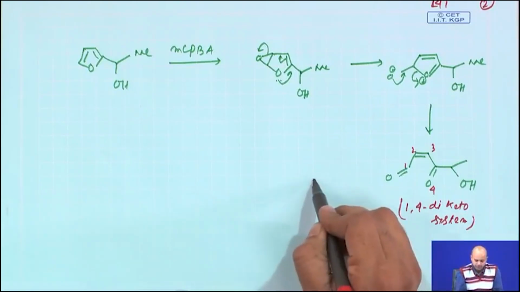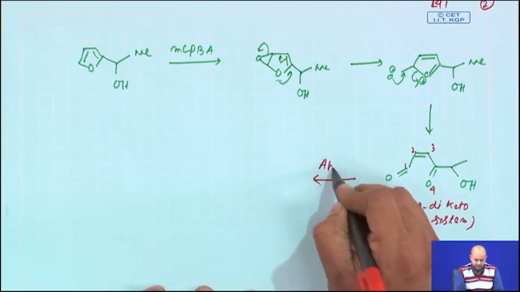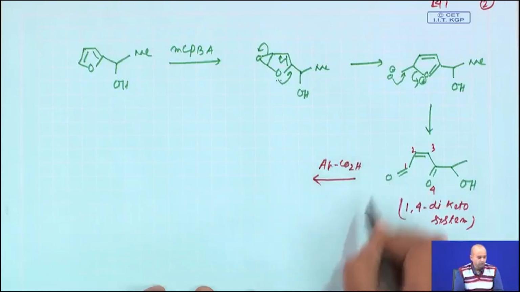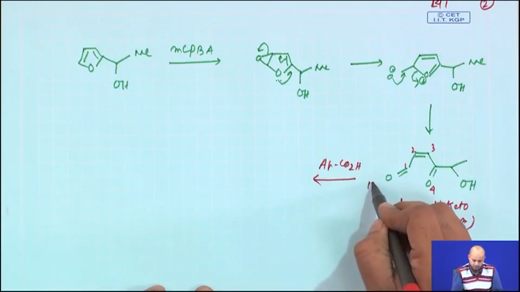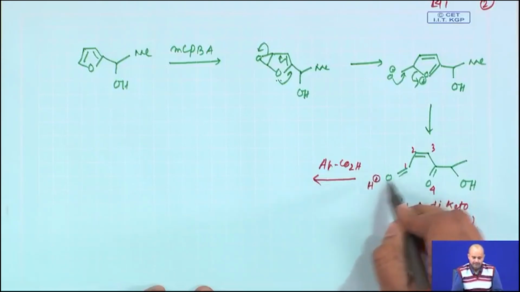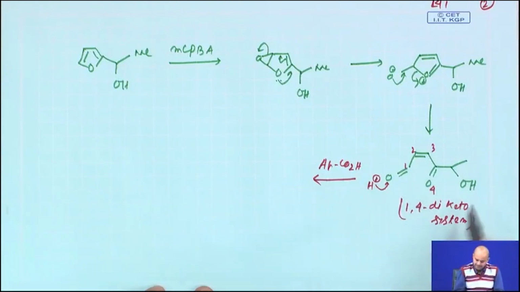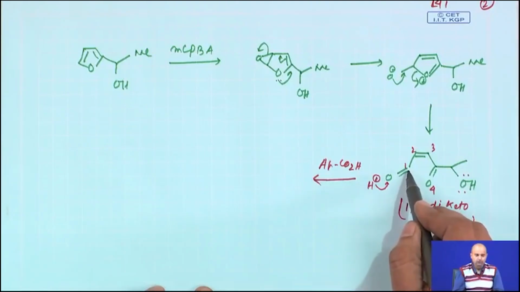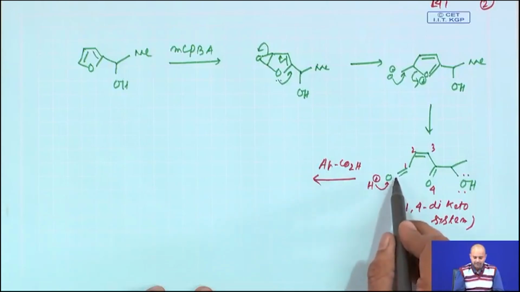Now, if you closely analyze this structure in the MCPBA medium, this medium is already acidic because the corresponding metachlorobenzoic acid is there, and this benzoic acid helps to protonate this aldehyde through this H plus donation. And then this alcohol at the extreme right hand side now attacks in a nucleophilic fashion to this electrophilic carbonyl carbon, which is activated, because there you are having aldehyde as well as ketone.